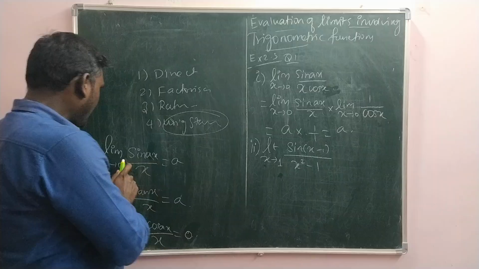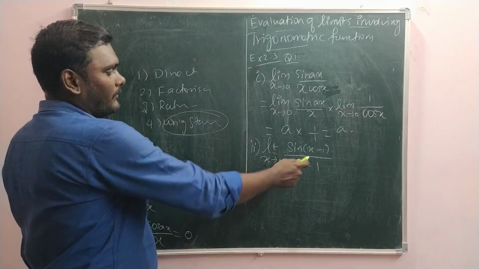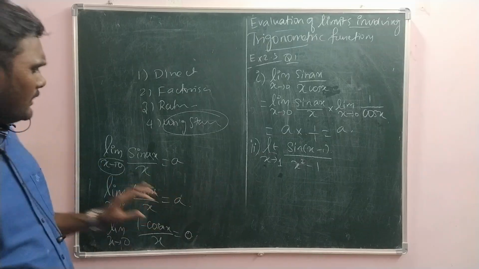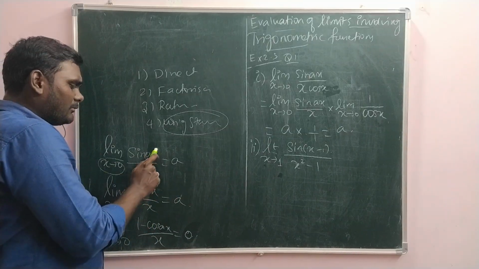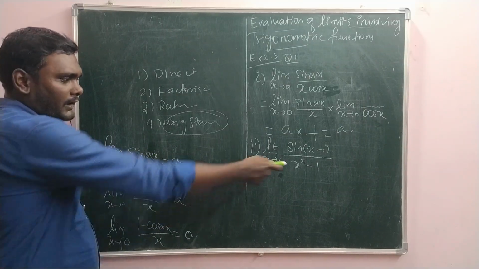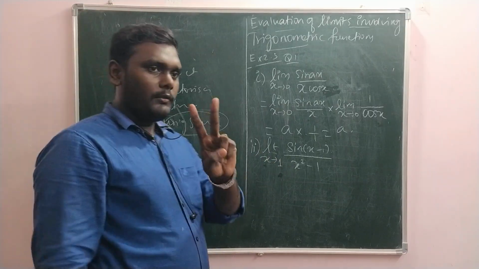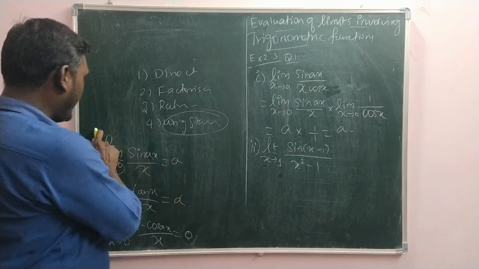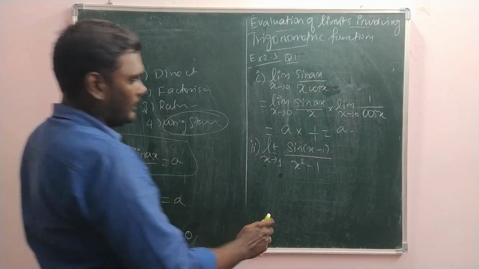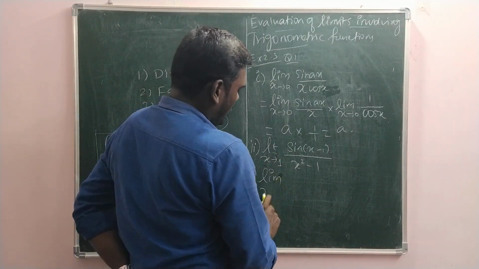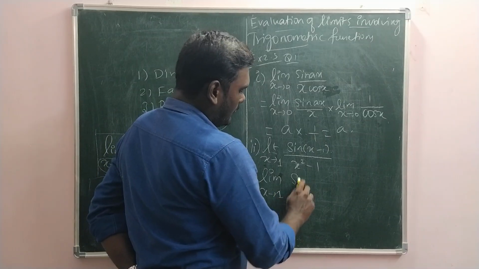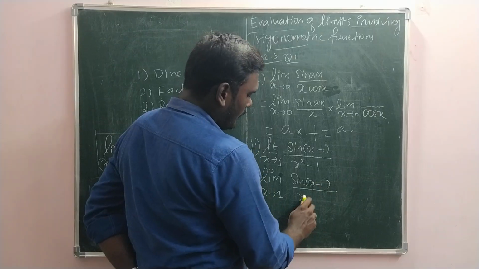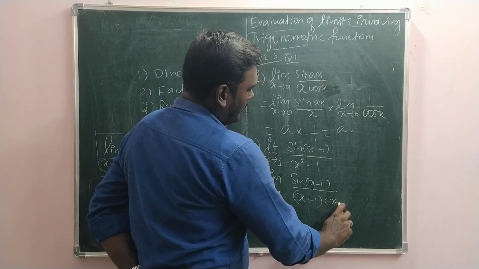There x tends to 0, here x tends to 1. Sin of x minus 1 by x square minus 1. Somewhat the same formula in terms of x is there. Here x minus 1 is there in the question. So there are two ways to solve it. I'll tell you both ways. First is to match with this formula: limit x tends to 1, sin of x minus 1 by x plus 1 into x minus 1.